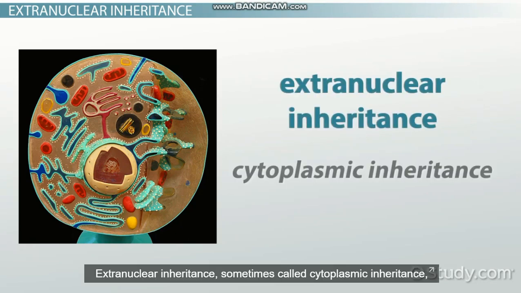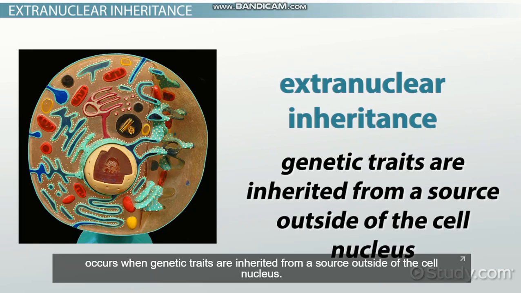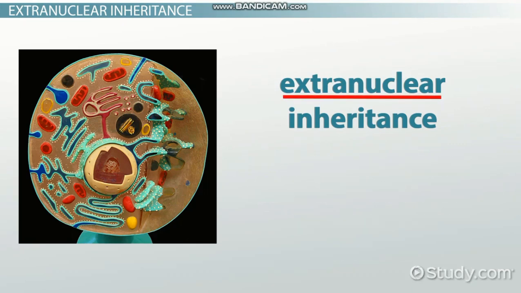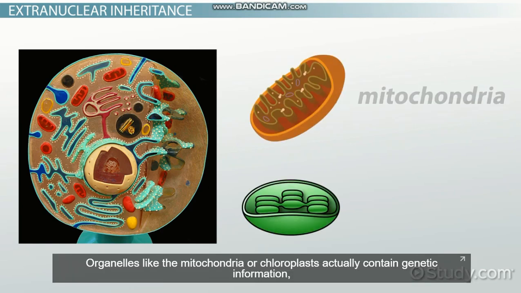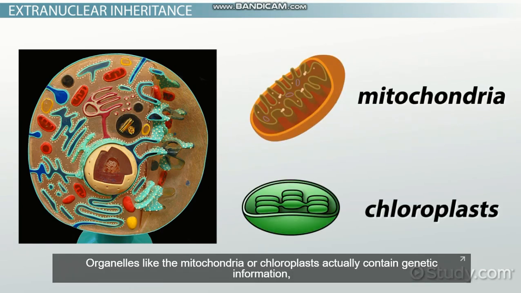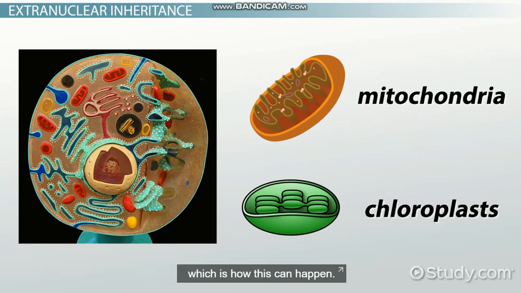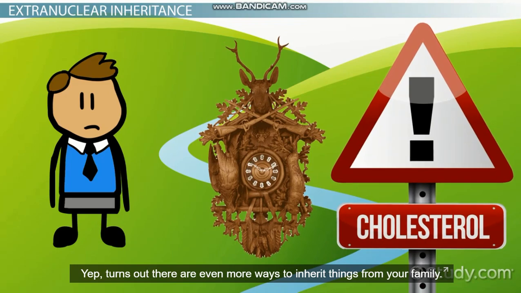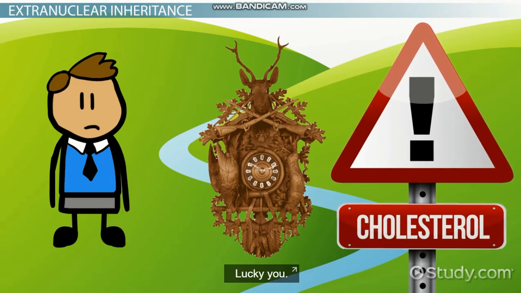Extranuclear inheritance, sometimes called cytoplasmic inheritance, occurs when genetic traits are inherited from a source outside of the cell nucleus. Extranuclear, outside the nucleus. See how that works? Organelles like the mitochondria or chloroplasts actually contain genetic information, which is how this can happen. Yep, turns out there are even more ways to inherit things from your family. Lucky you.